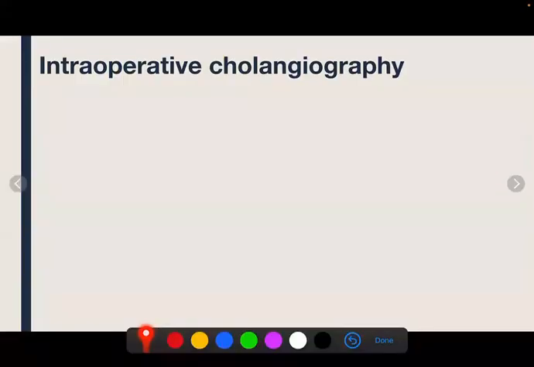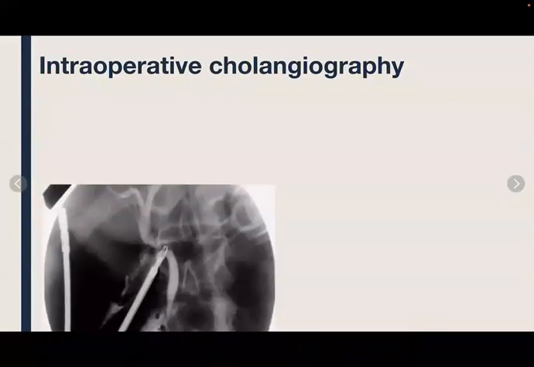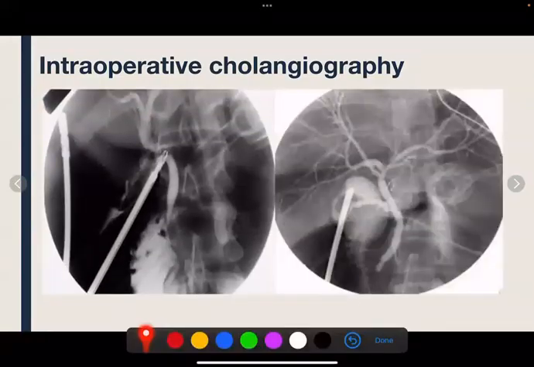It is rarely used for diagnostic purposes only. Regarding intraoperative cholangiography, this is usually done during laparotomy or laparoscopy by the surgeon, in which cannulation of the cystic duct is done and contrast is injected to see if there is any gallstone. And we can see here a gallstone in the cystic duct. This is now largely replaced by MRCP pre-operatively.